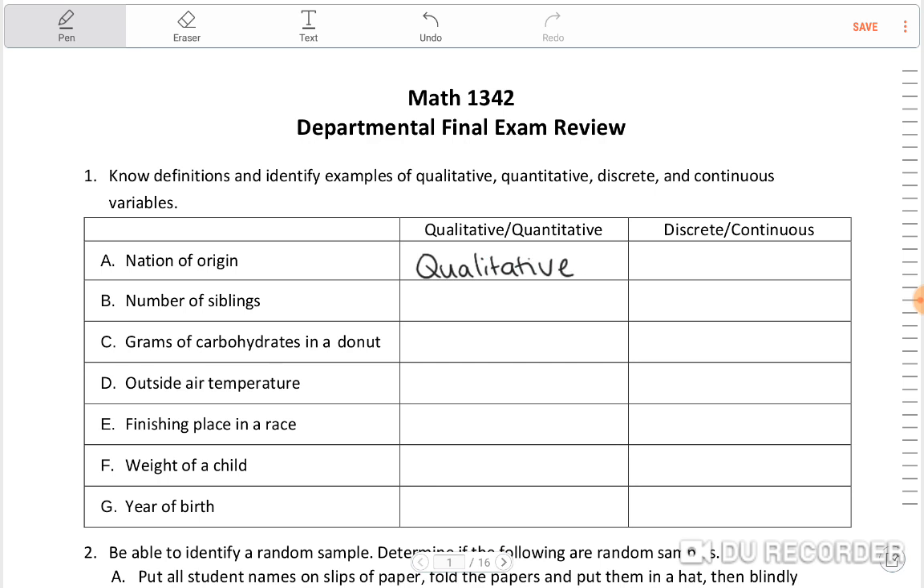Qualitative. And for that reason, it is neither discrete nor continuous, because discrete and continuous only apply to quantitative variables, not qualitative. So if it's qualitative, it cannot be discrete or continuous. Number of siblings. Well, that's a count, something you can count. So that would be quantitative.